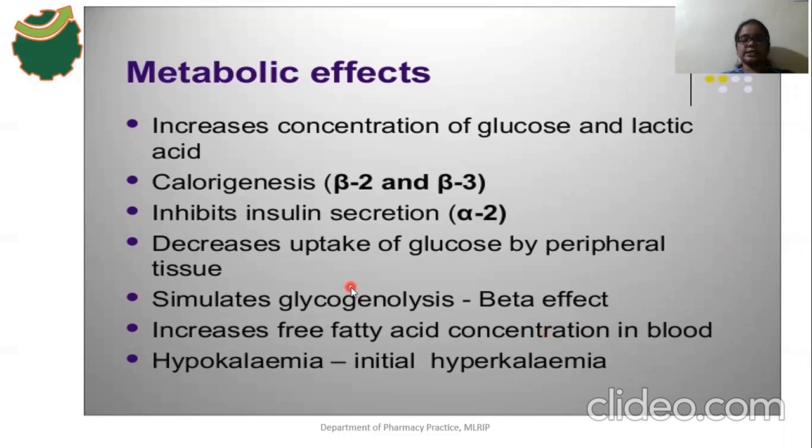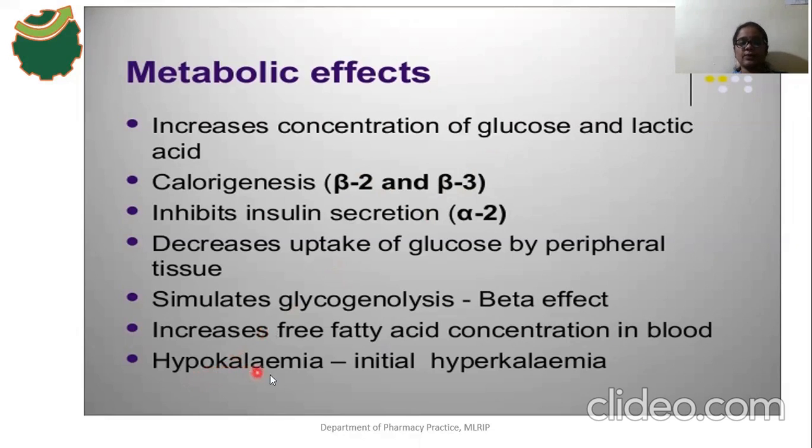Okay, and it causes calorigenesis due to beta 2 receptor activation and beta 3 receptor activation. As a result of this activation, there is a generation of heat. The generation of heat occurs by the digestion of the food. So calorigenesis also occurs due to activation of beta 2 and beta 3 receptors.